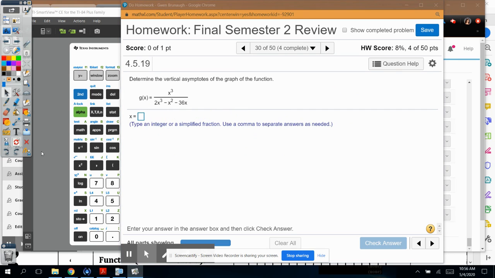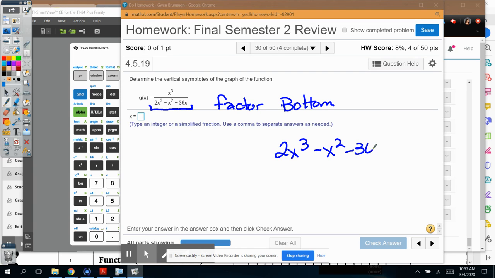Okay, vertical asymptotes come from the bottom, and you will have to factor the bottom. Okay, so 2x cubed minus x squared minus 36x. They all have an x in common, which leaves you the 2x squared minus x minus 36.